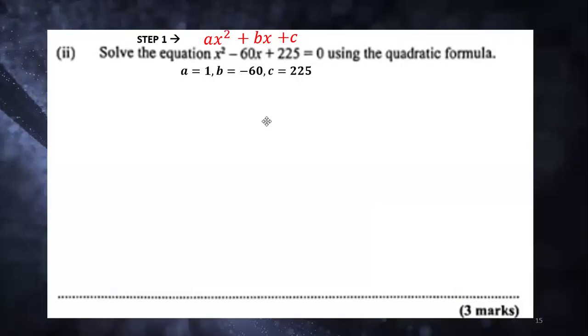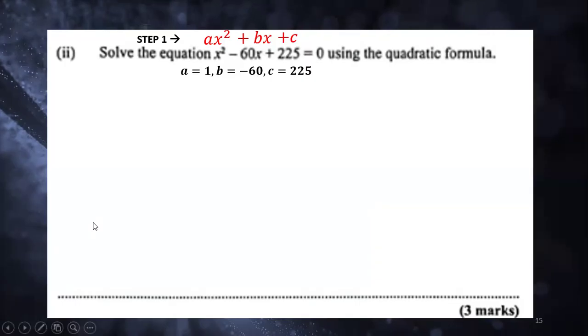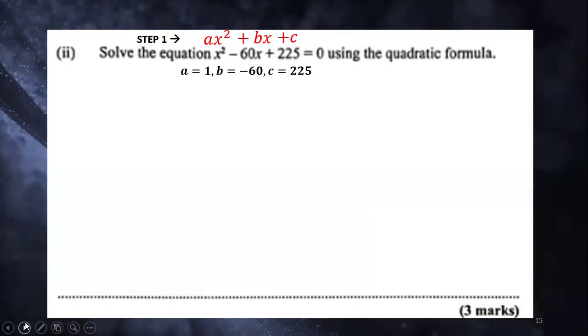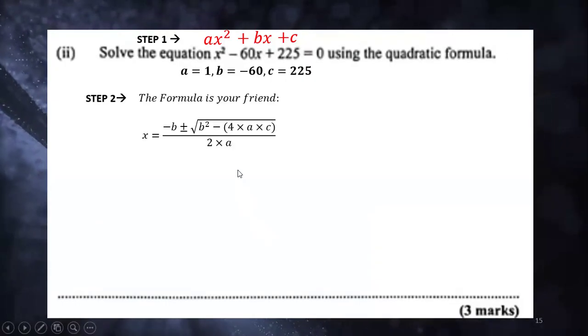Okay, great. Next, we have the C, which is the letter that is not attached to an x or x squared value. In this case, it is 225, which does not have an x or an x squared value attached to it. So C is going to be 225. A is 1, B is negative 60, and C is 225, which means we can now put those numbers into the quadratic formula, right?